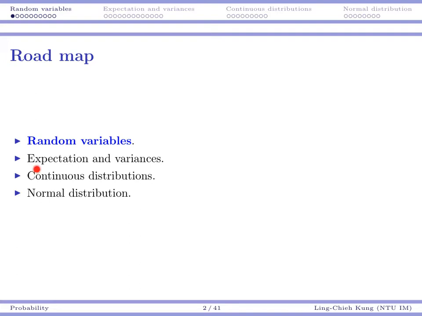And then we talk about expectation and variances of random variables. Those are some important descriptive measurements that we may do for random variables. And then we spend some time to talk about continuous distributions, and in particular normal distribution, as one of the most important distribution concepts in statistics and data analysis.